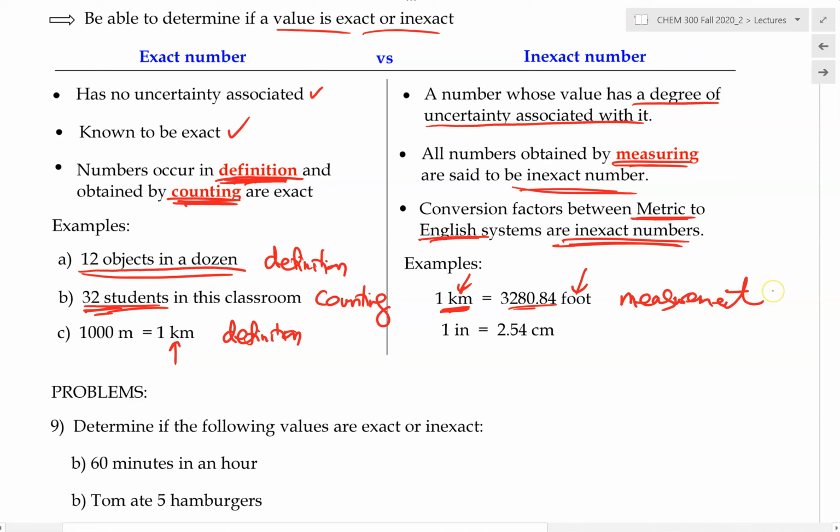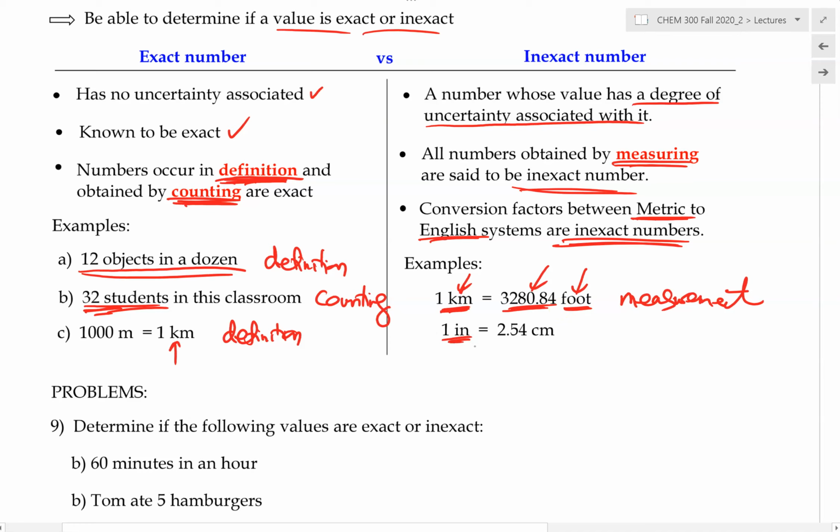Now, how we obtain this value is as follows. Let's assume we have exactly 1 kilometer, and now we're going to take our ruler in feet and measure how many feet that 1 exact kilometer equals. And so therefore this value that we got would be a value obtained by measurement, and this is why it is an inexact value.